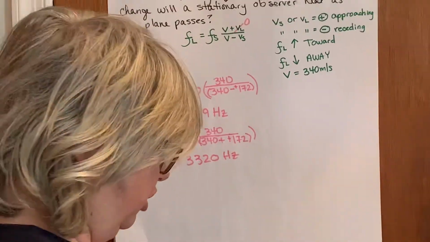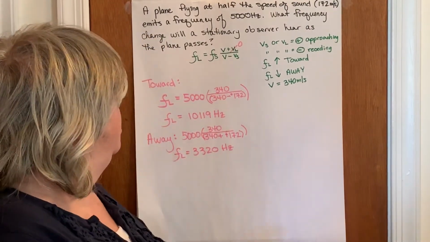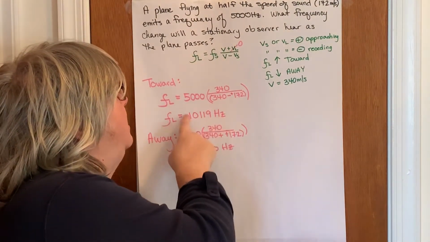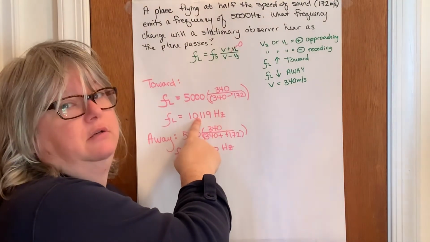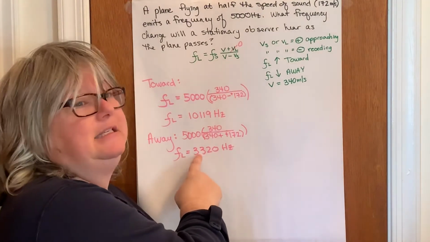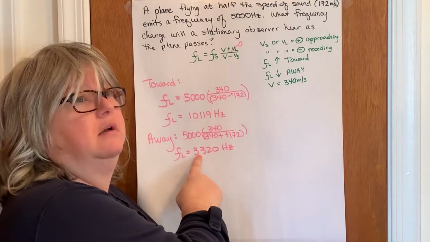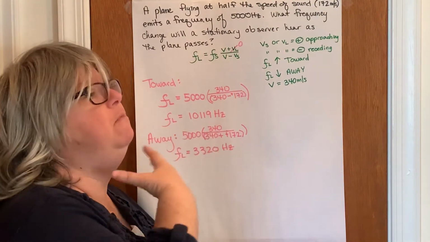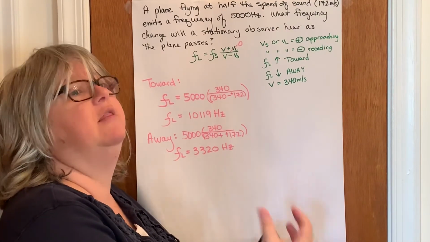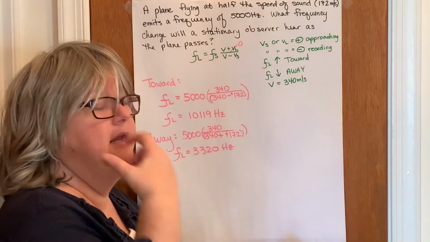Now, before I solve for the change, there's a couple of things I want to point out to you. Number one, notice when the plane was moving toward, its frequency more than doubled. When it was moving away, though, it's not half. It's actually about 2/3. When you're moving towards something, there is a greater frequency shift than when you're moving away. That's just something that you can check.